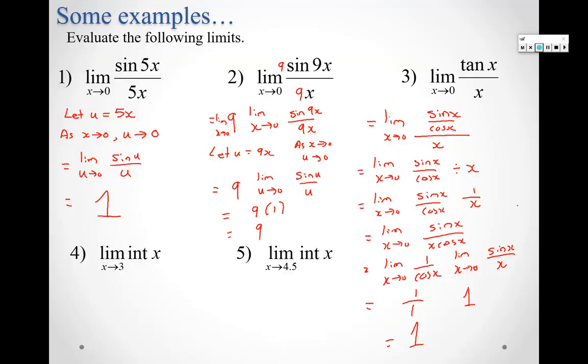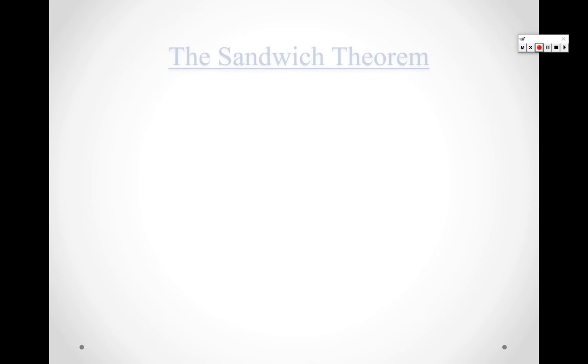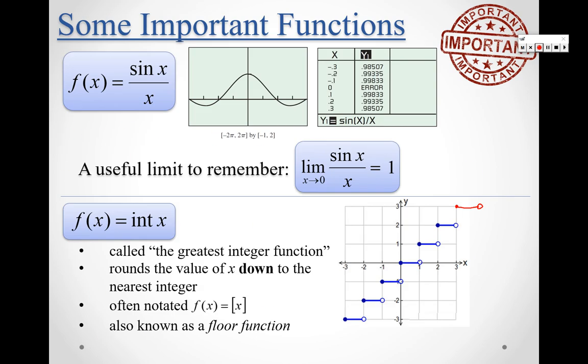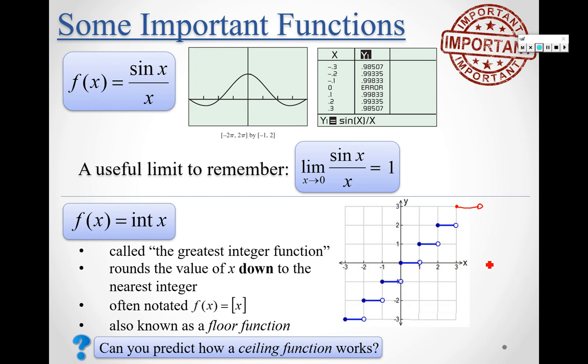And again, for int, I really suggest drawing the graph as soon as an int limit comes up. Get a graph and you can see what's going on. How about 4.5 though? Look back to the graph. There's 3. There's 4. There's 4.5 right there.